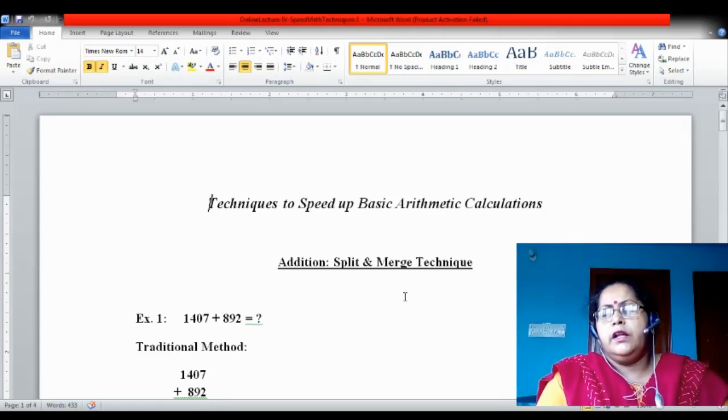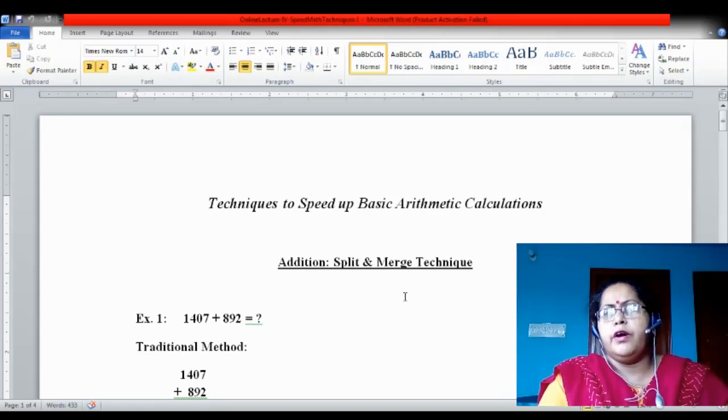You may really think at the beginning, why do we need addition that we learned in our very childhood days? But the point is just to see how we can minimize the time of doing a simple addition or a multiplication or a division and so on. Okay, so let's get started.